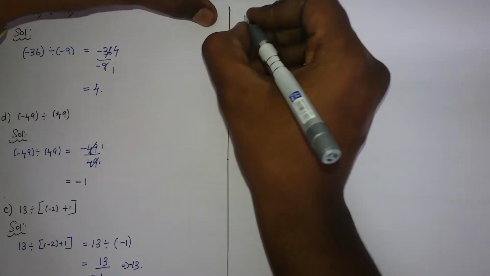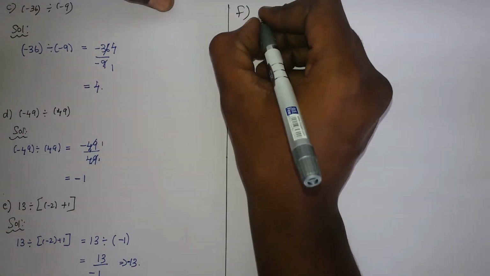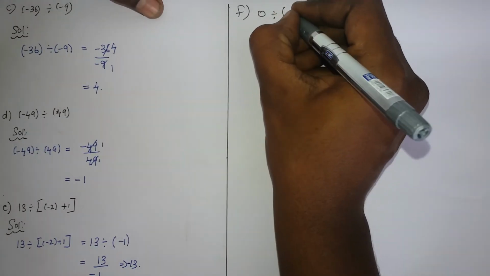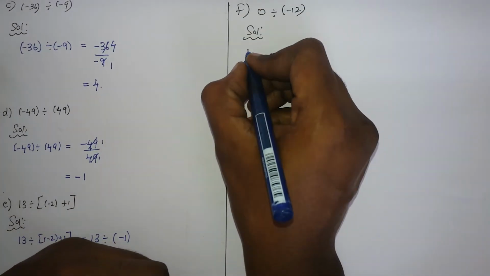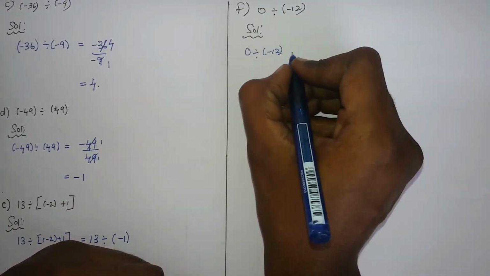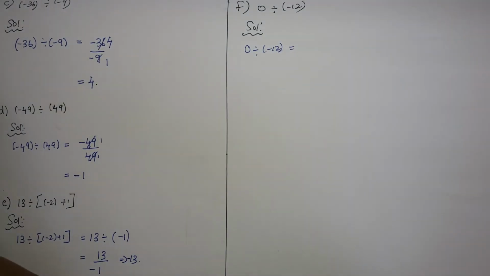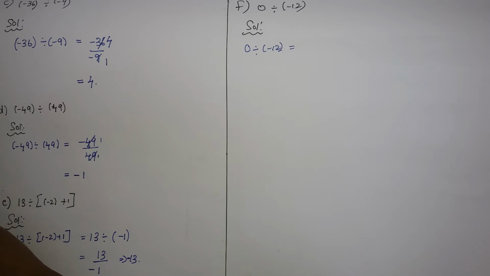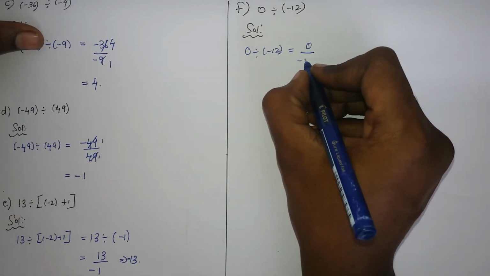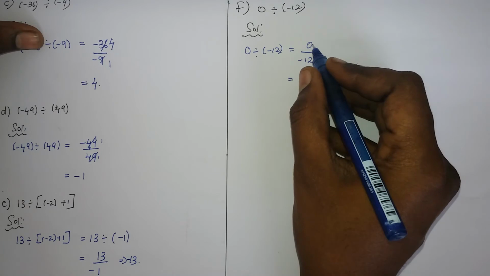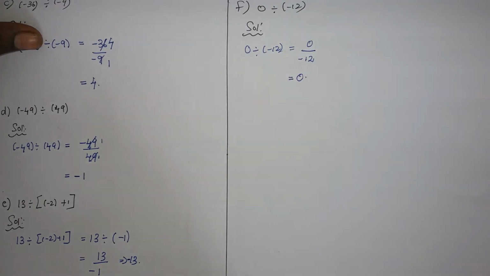Okay, next we move to the F sum, that is 0 divided by minus 12. So here my solution will be 0 divided by minus 12. We have already learnt the property that 0 divided by anything is 0, right? That is 0 divided by A is equal to 0 for A not equal to 0. By using that property, 0 divided by minus 12, my answer is 0.